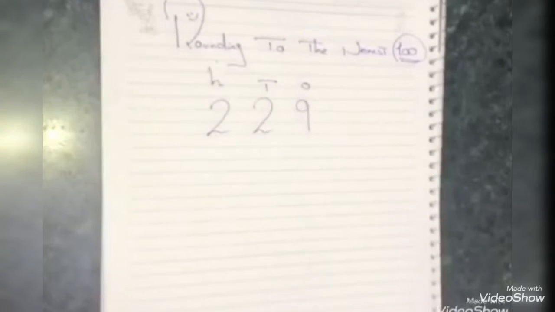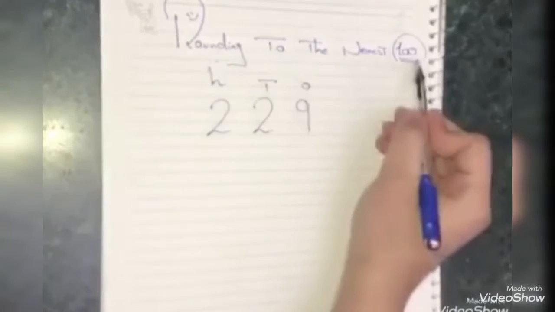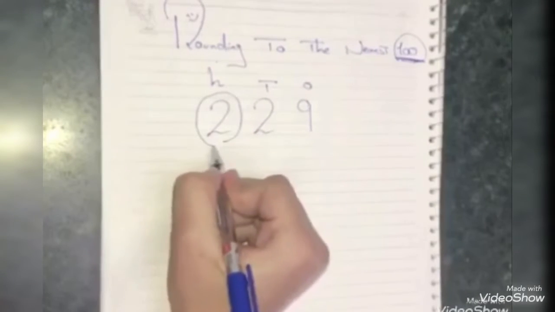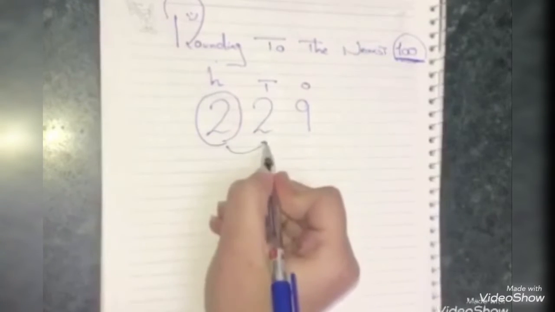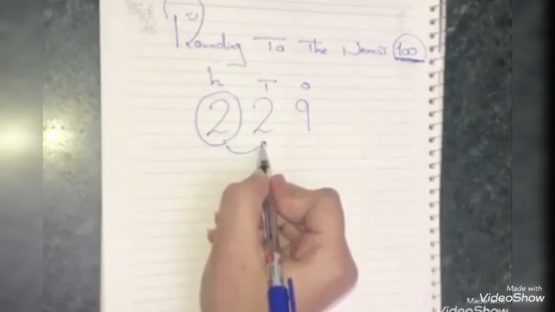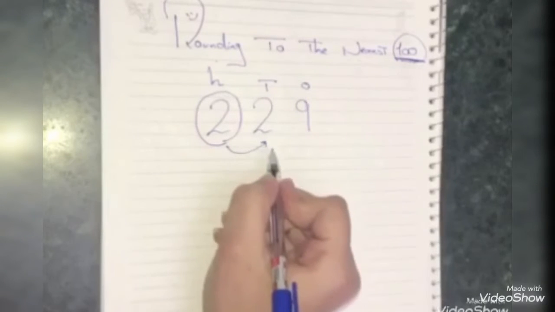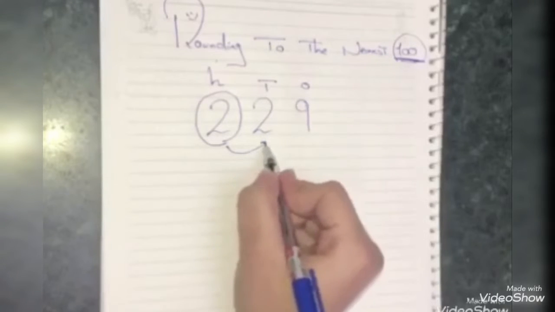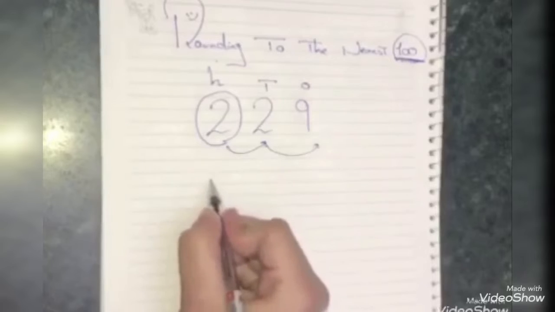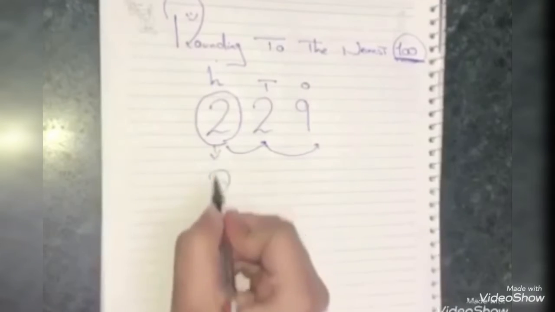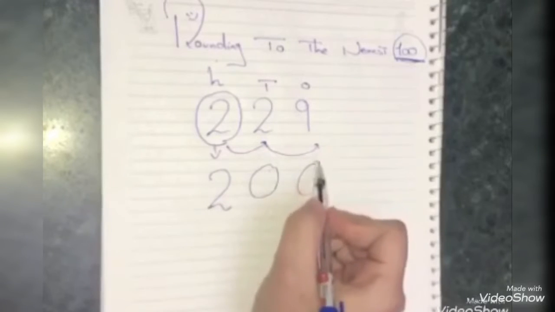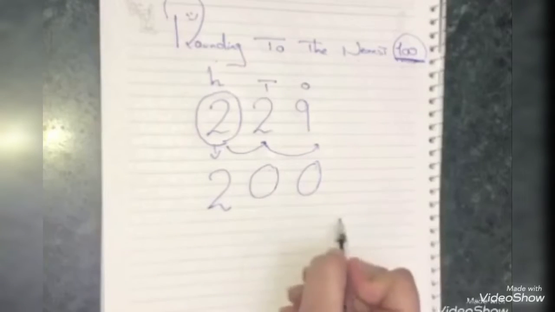Let's say the song. Circle the number you want to round. We want to round to the nearest 100, so circle the number in the 100s place. Look to the next door. Your next door here is 2. If it's 4 or less, just ignore. So 2 is smaller than 4, so we ignore 2 and ignore 9. We write 2 the same and put 0 in the tens and 0 in the ones because we ignore. So our rounding will be 200.